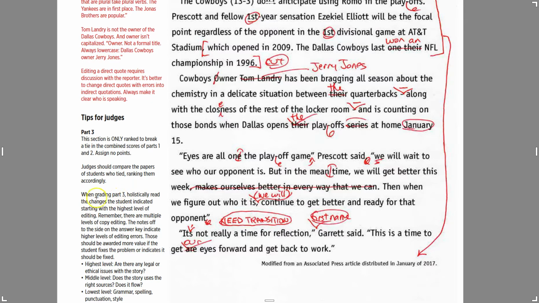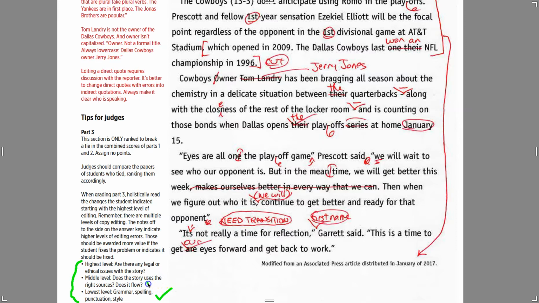They are looking holistically at your changes. That means they're looking at all the changes together, and they remind the judges that there's really 3 levels of copy editing. The highest level, are there any legal or ethical issues within the story, and making sure those are fixed. The middle level, does the story use the right sources, and how does that story flow? And the lowest level is grammar, spelling, and punctuation style. So you've got to get that down.